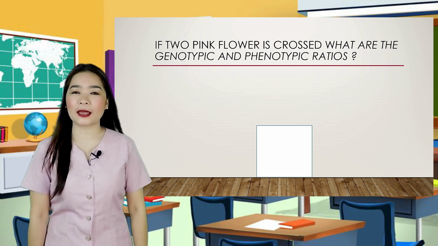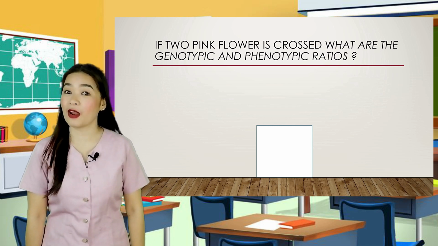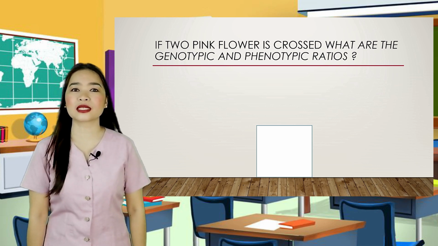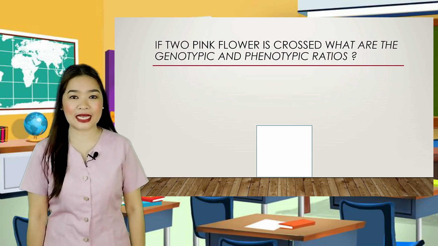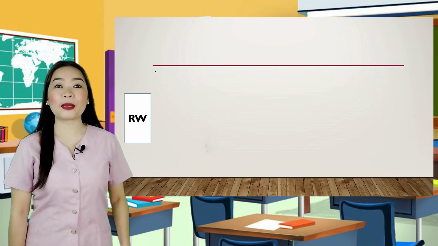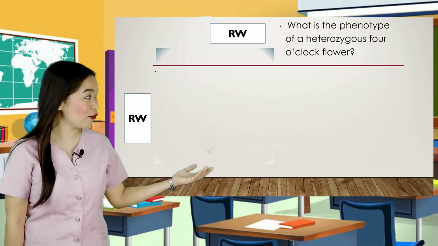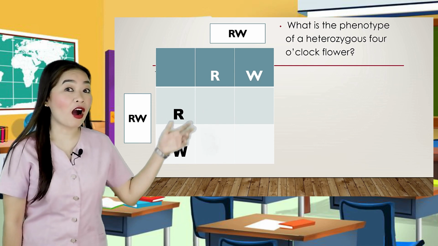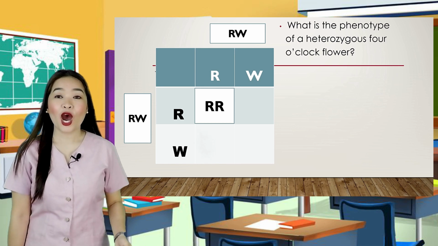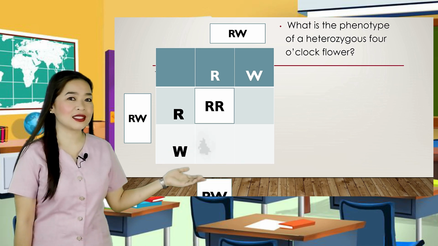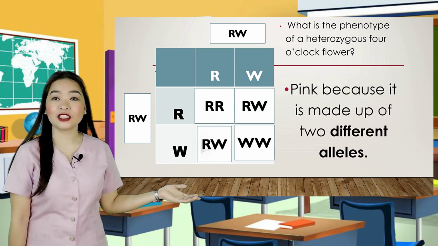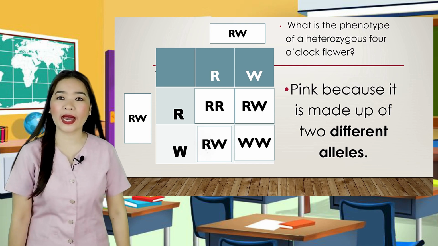What is the phenotype of a heterozygous 4 o'clock flower? What are the genotypic and phenotypic ratios and the percentage probability? Let us answer this by making a Punnett square. The allele for pink flower is represented by RW. Therefore, we have R and W. The resulting offspring would be one homozygous red, two heterozygous pink, and one homozygous white.